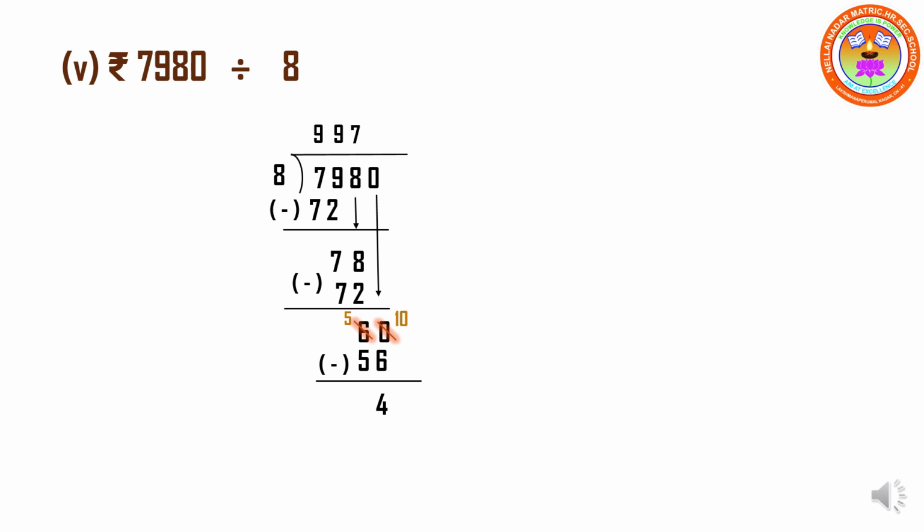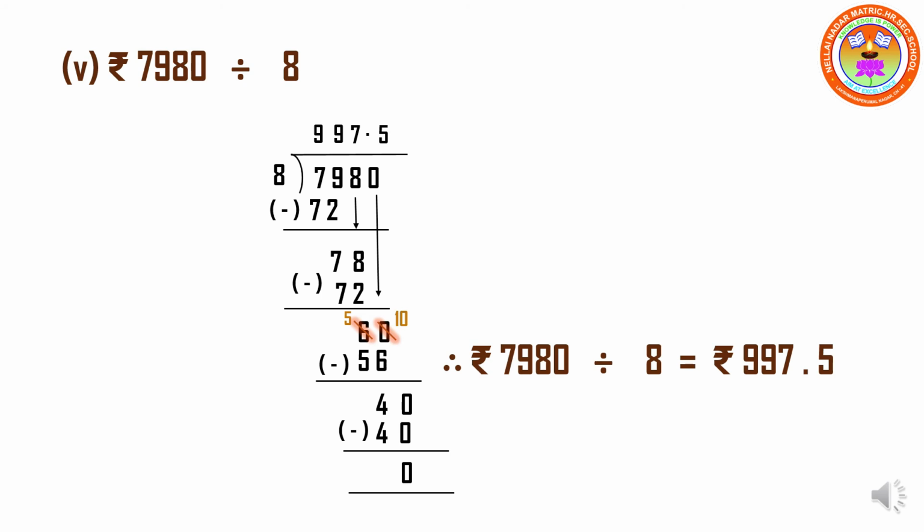We cannot leave the value as it is. So what we are going to do is keep a decimal point. If we keep a decimal point, that means we can add any number of zeros here. So first we are going to insert a 0 here. So 40. And we know that 8 5s are 40. Now subtracting 40 minus 40, it is 0. So what is the answer, children? 7,980 rupees divided by 8 is 997 rupees and 5 paise. Understood, children?